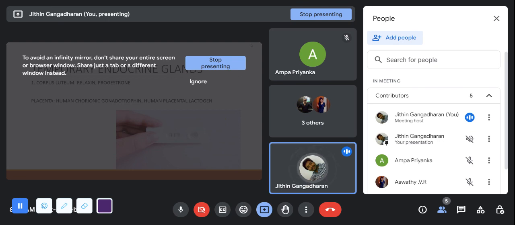What are the hormones of the corpus luteum? It is relaxin as well as progesterone. When the placenta forms, the functions of the corpus luteum are taken over by the placenta, and this placenta produces HCG. What is that? Human chorionic gonadotrophin (HCG).